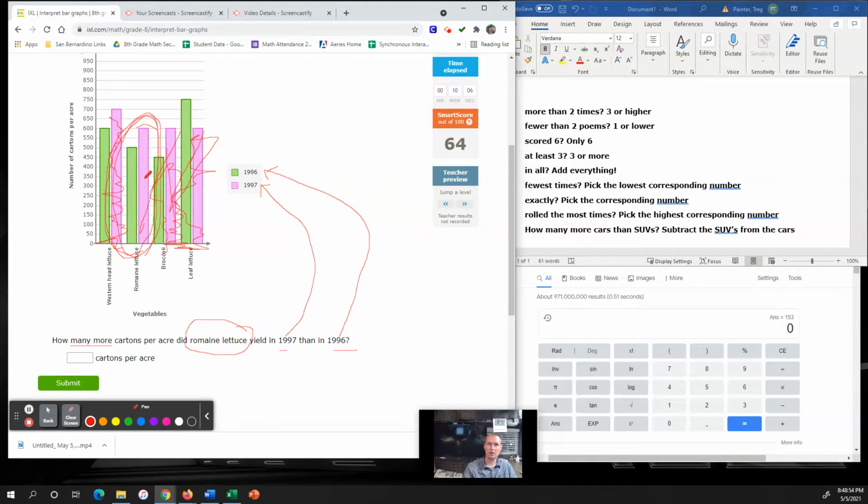So in 1997, there were 600 cartons per acre. And in 1996, there were 500 cartons per acre. So doing the math on this one, 600 minus 500 is going to leave me with 100. So how many more cartons did we yield in 1997? Well, 1997 did better by 100 cartons per acre. So again, not hard, but just break it down because there's going to be a lot of extra information you just really don't need.